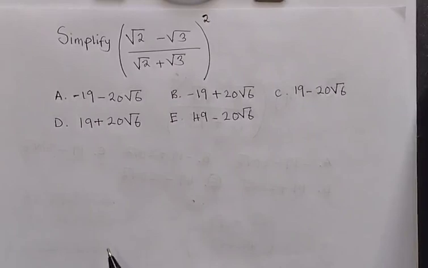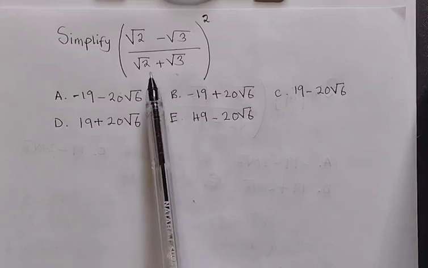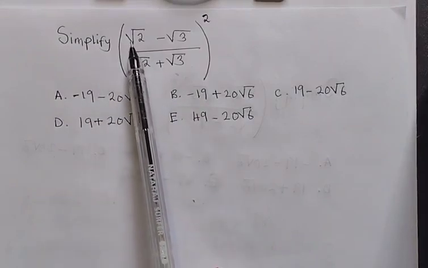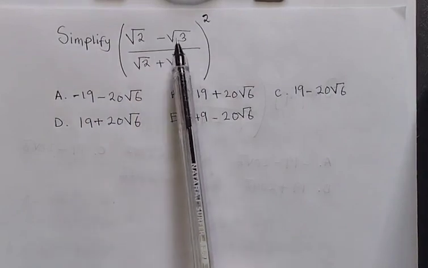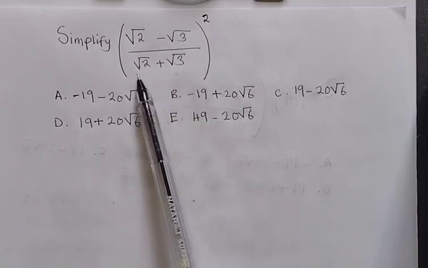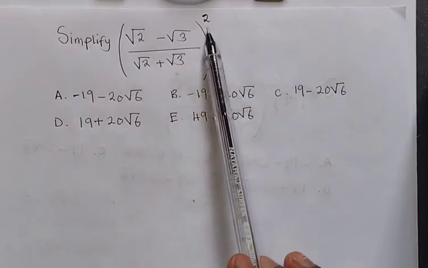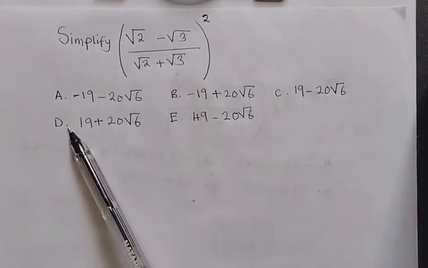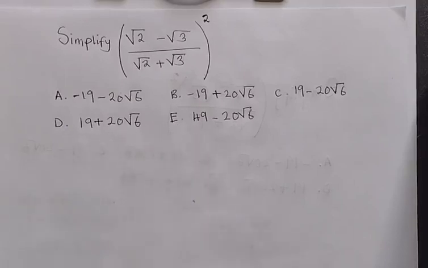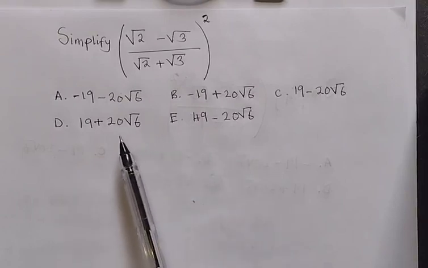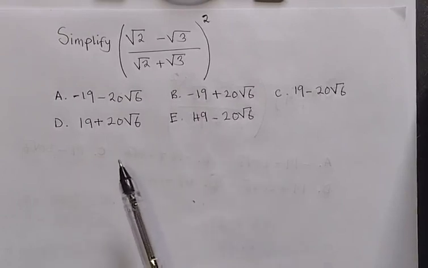So in this presentation, I want us to look at this question right here. We need to simplify: we have the square root of 2 minus the square root of 3, divided by the square root of 2 plus the square root of 3, in brackets squared. Okay, so these are the options. We have A, B, C, D up to E. So we need to choose the correct option that will be the correct answer from these.